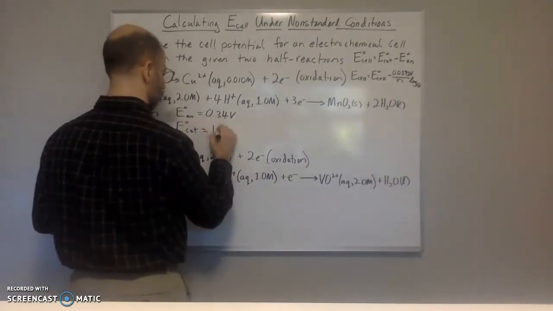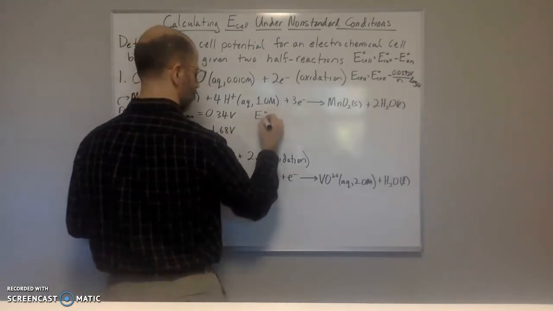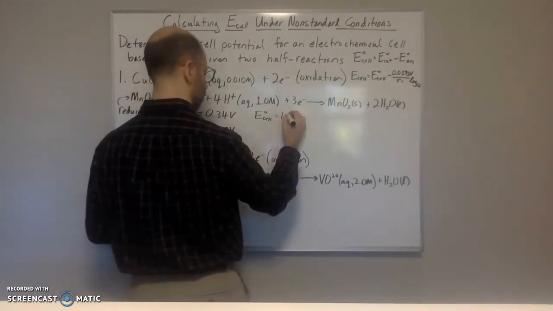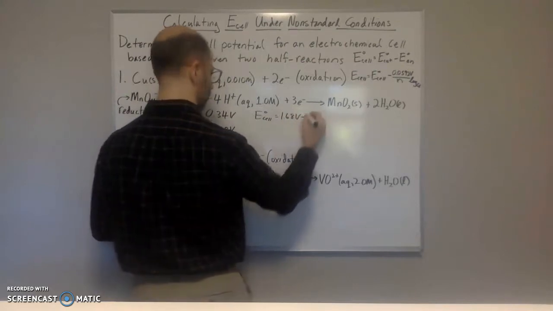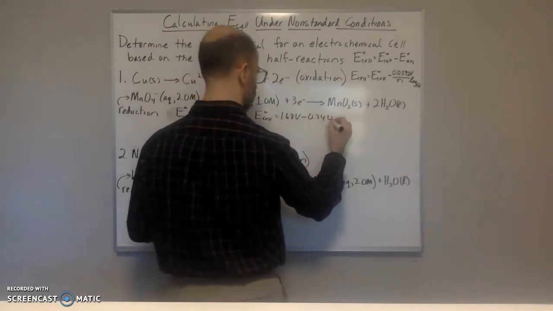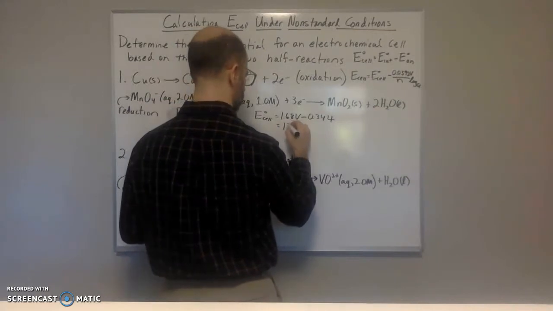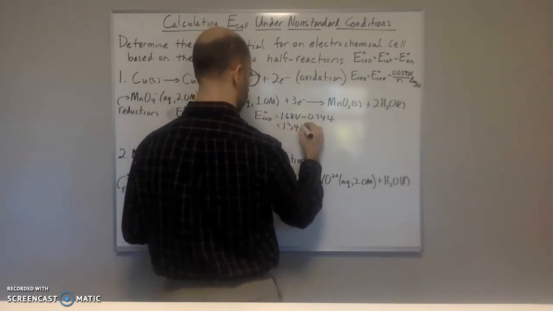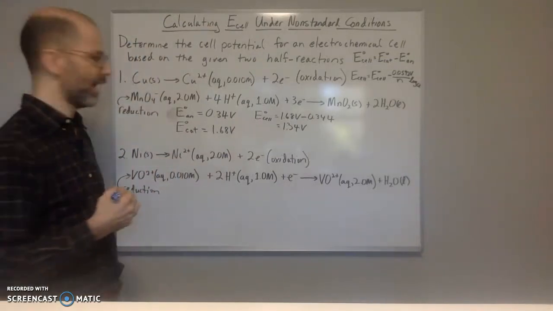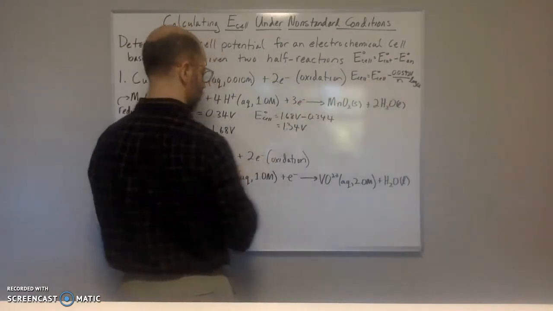1.68 volts. So the standard cell potential is going to be equal to the cathode, 1.68 volts, minus the anode, 0.34 volts, and that's going to be equal to 1.34 volts. Okay, so now that we have the cell potential, we can plug that into the Nernst equation.